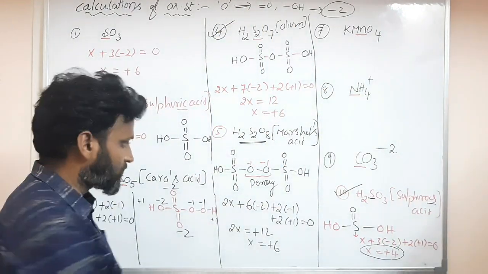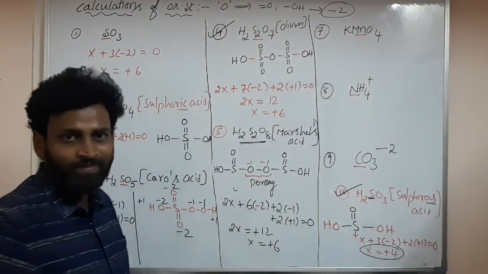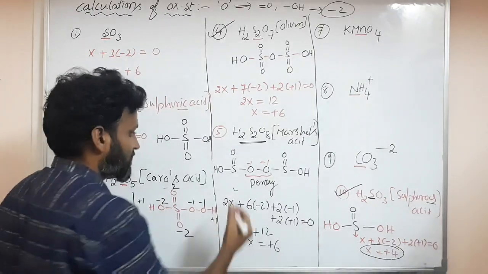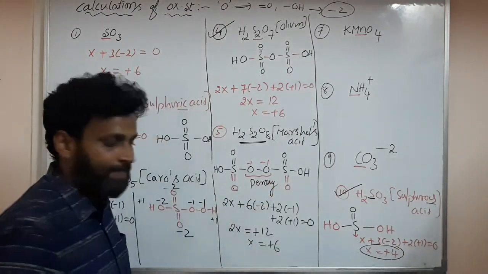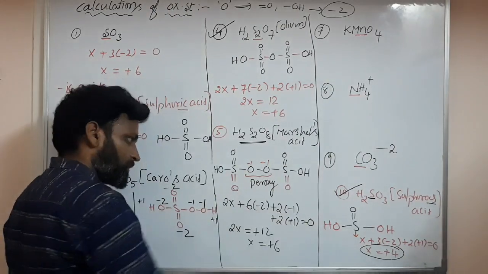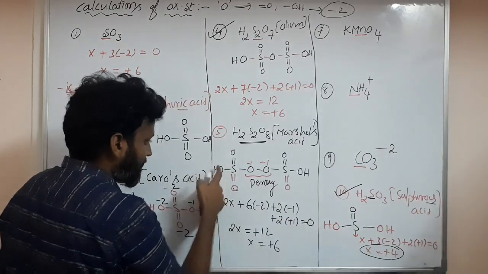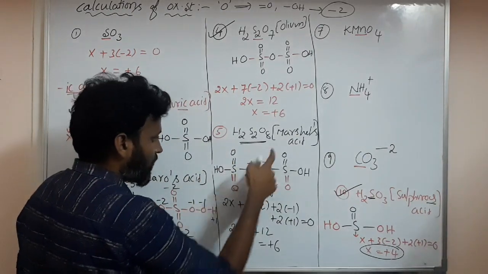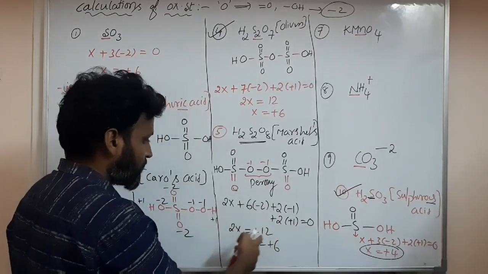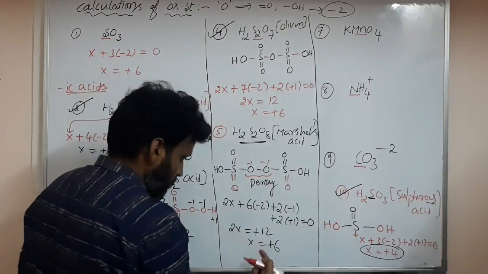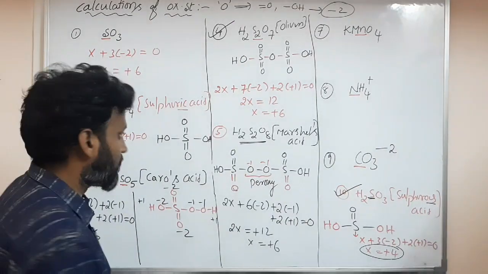You cannot write it, because if you remove this, what about the remaining 2 oxygens? You cannot remove them, right? So you will have S double bond O like this, S double bond O like this. So 2 oxygens are in a peroxy bond. That's why you write 2 into -1. The remaining 6 oxygens, 1, 2, 3, 4, 5, 6: 6 into -2, we have 2x equal to +12 and x equal to +6. Hope you understood all. Okay.